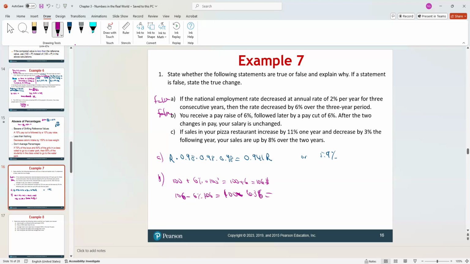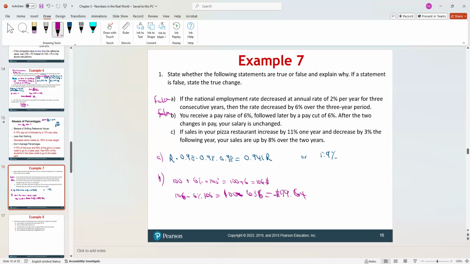106 minus 6.36, your new salary would be 99.64. So in any way, you see B is also false, because that's definitely not true. A pay raise of 6% results in a new salary of 106, and a 6% cut in the new salary is 99.64. No, your salary has changed. It dropped by 0.36 over the two change period. So very important to see it that way also.